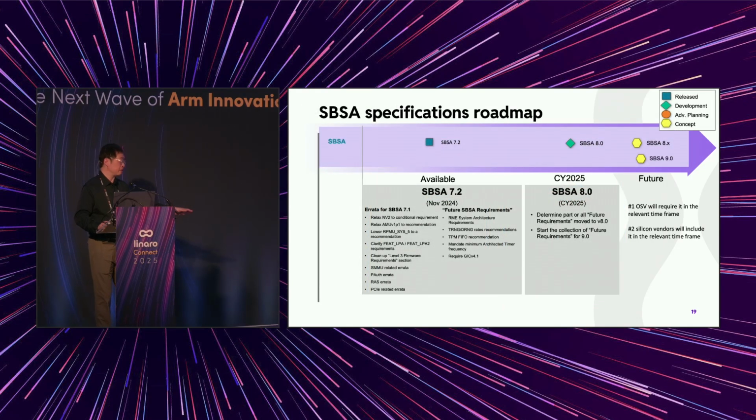So I'm not going to, again, talk about the SBSA roadmap in detail. We have 7.2 published. We are working on publishing 8.0. We were moving very fast in terms of the new levels and such, but we now have two guidelines on the right-hand side. We're basically saying we want to make sure the OSVs will require these new features in the relevant time frame before we declare a new version of the spec. And also, we want to make sure the silicon vendors actually have the commitment to support the new features in the relevant time frame, right? We don't want to go too fast.